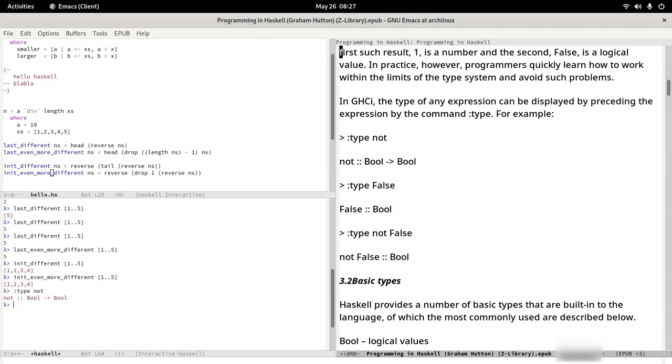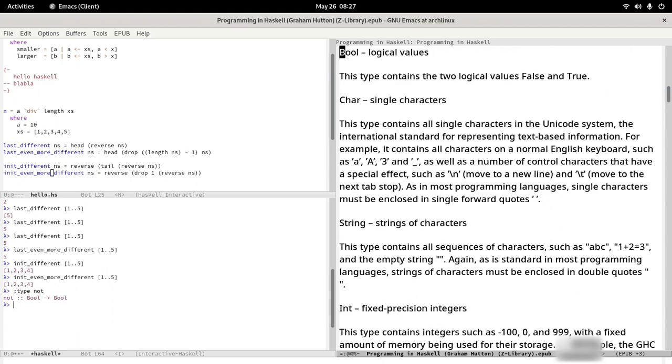Basic types. Haskell provides a number of basic types that are built into the language, of which the most commonly used are described below. Bool, logical values. This type contains two logical values, False and True. Char, single characters.